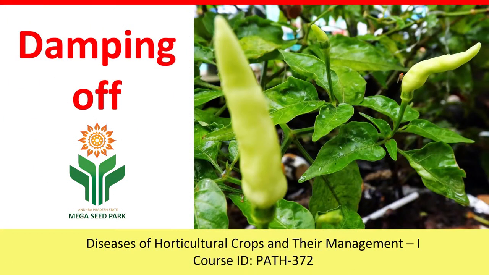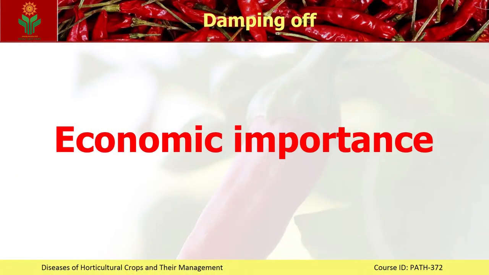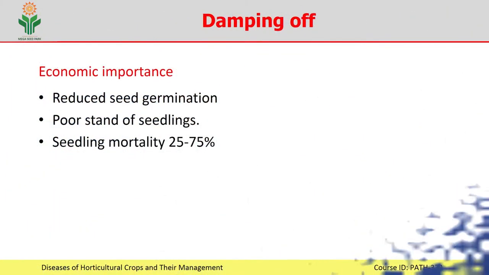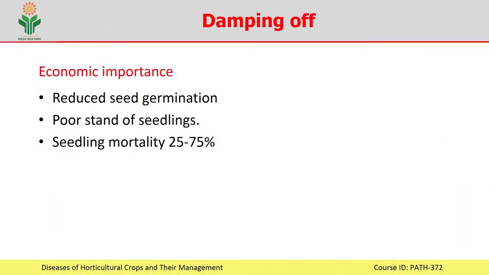First, we will discuss an important fungal disease of chili, which is known as damping off. Damping off is caused by a member of the oomycetes, and this is an important disease seen in nursery beds. Whenever this disease is observed in the nursery beds, it leads to poor seed germination as well as a poor stand of seedlings. Whenever the disease severity is higher, or the conditions are favorable for the pathogen, losses may go up to 75%.